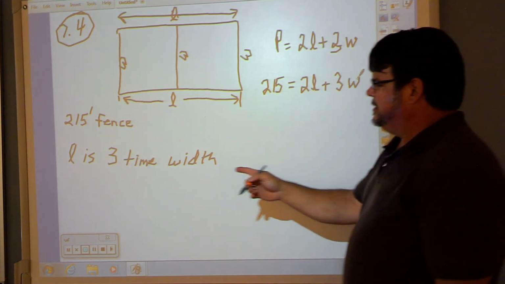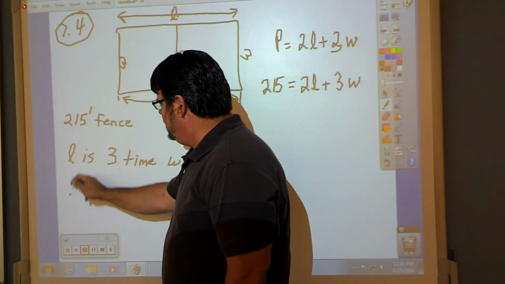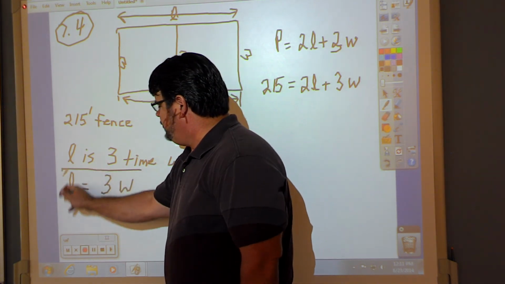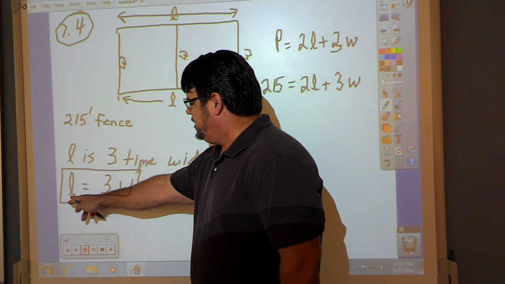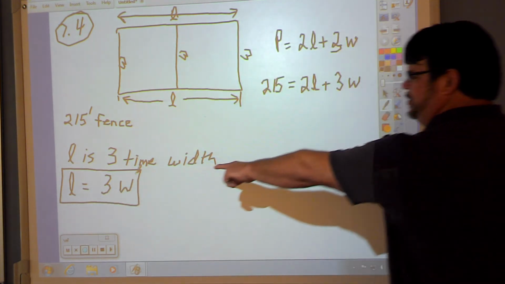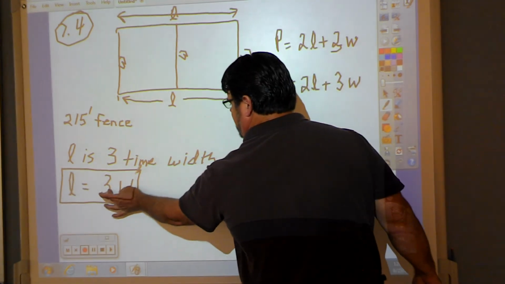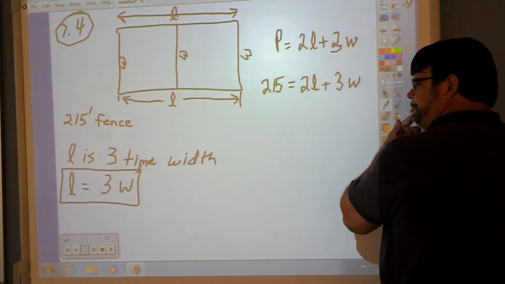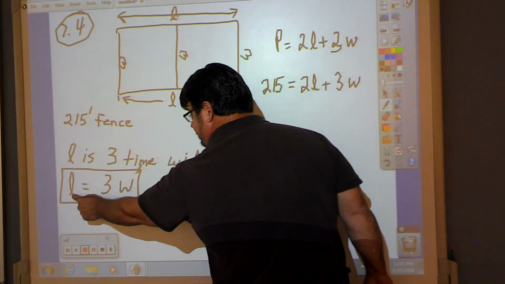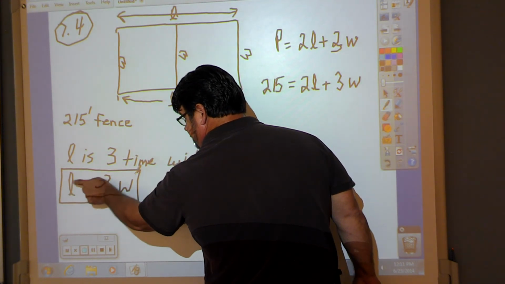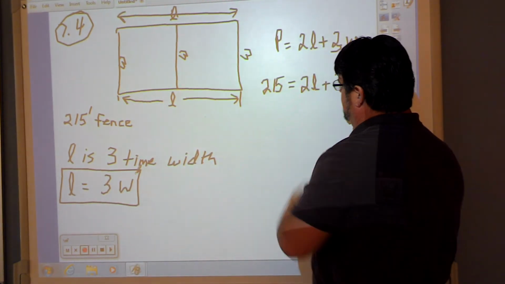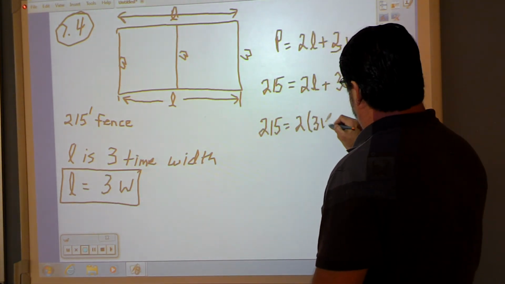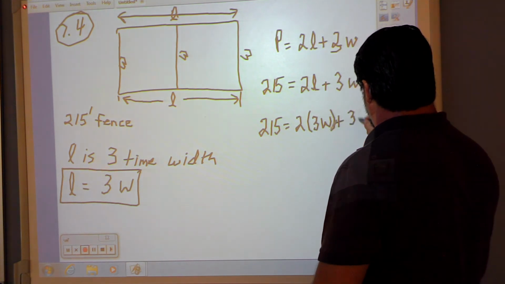But we know something about the length. What do we know? L is equal to 3 times what? So if we know that, we have an equation here that says length is equal to 3W. What can we do with that equation, this 3W? Plug it in for what? Length. Yeah, take that 3W and plug it in right here. So, 2 times 3W. 215 is equal to 2 times 3W plus 3W.